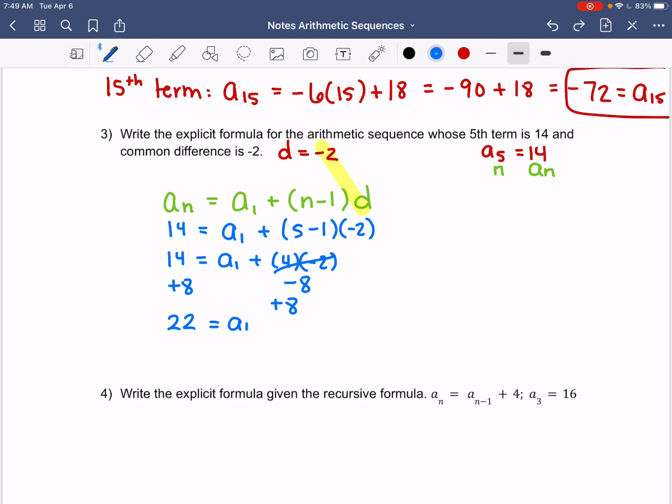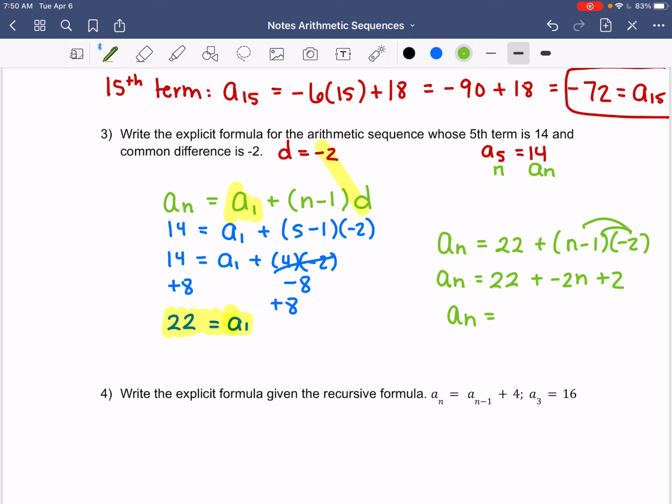All right, so now that I know my first term, I take my first term, that's a 1. I plug that in and my common difference is negative 2, and then I will find my equation. So a sub n equals, the first term is 22, I had to solve to find that, plus n minus 1, that part stays the same, and then the common difference is negative 2. And then I'm just going to go ahead and simplify. So a sub n equals 22 plus negative 2n plus 2. So my formula is negative 2n plus 24.